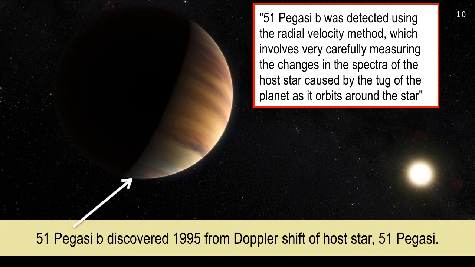And here's the artist's conception of the planet. 51 Pegasi b is a little bit bigger than Jupiter, so they made it look a little like Jupiter. It's way closer, though. It's way close in.